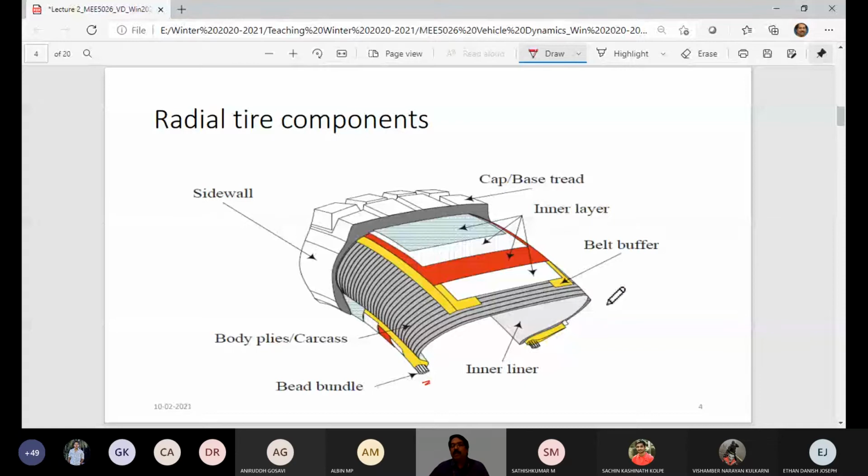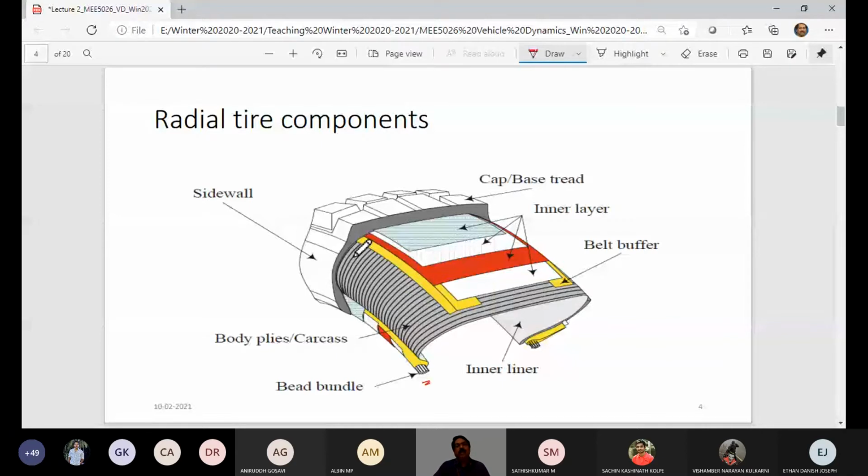And there is something called the belt buffer, which separates this belt from this. The reinforcement cords in the body ply and the cords in the belt are not necessarily the same, so the belt buffer takes care of their interaction. There are inner layers of belts, and then this is called the base tread or cap, like the tread buttons. This portion is called the sidewall, and the tread and sidewall are connected by what is called the shoulder region of the tire.